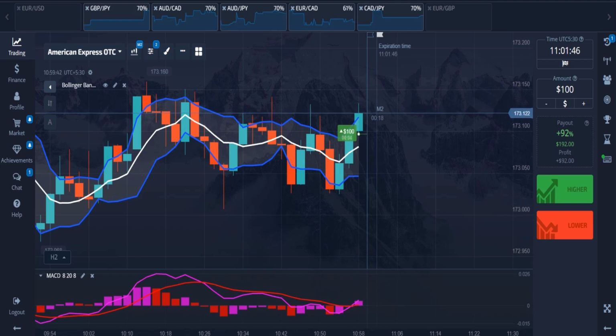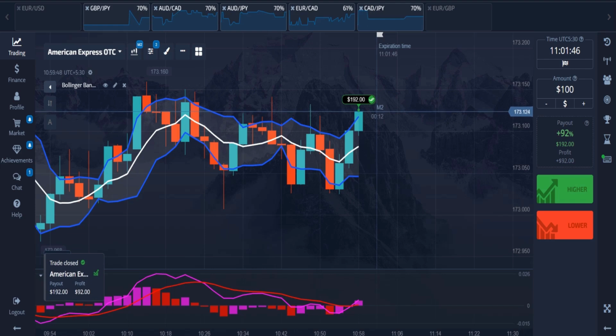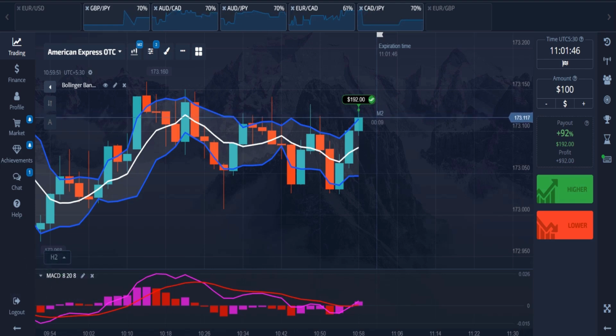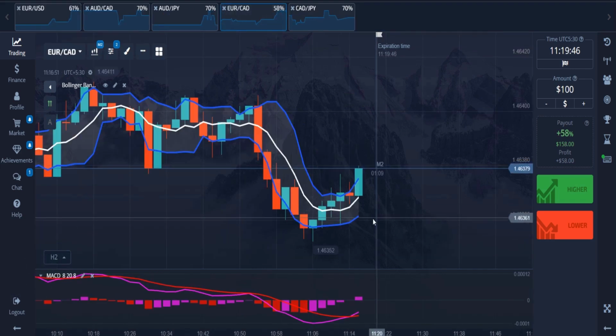I think we've almost secured a win on this trade. That's the beauty of sticking to a reliable strategy. But we're not stopping here. Let's move on and find another perfect trade setup to keep the momentum going.